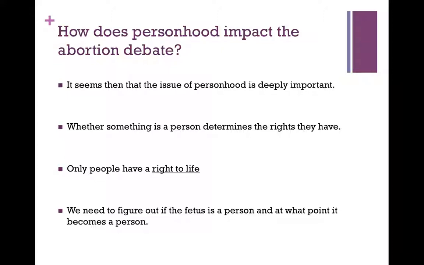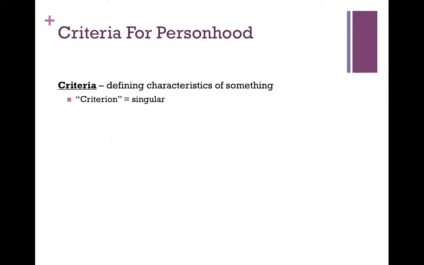As I've said, only people have a right to life, and all people have a right to life. And since this is a very important question for the abortion debate, what we need to do is figure out, is the fetus a person, yes or no? And in pursuing this question, what we're going to be trying to do is to unpack what we call criteria for persons, or criteria for personhood. And criteria are basically those defining characteristics, what defines something as a particular type of thing.